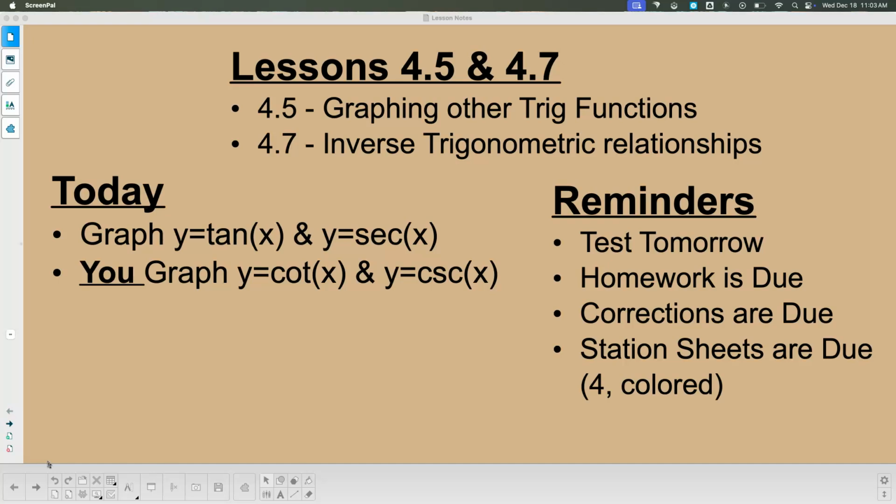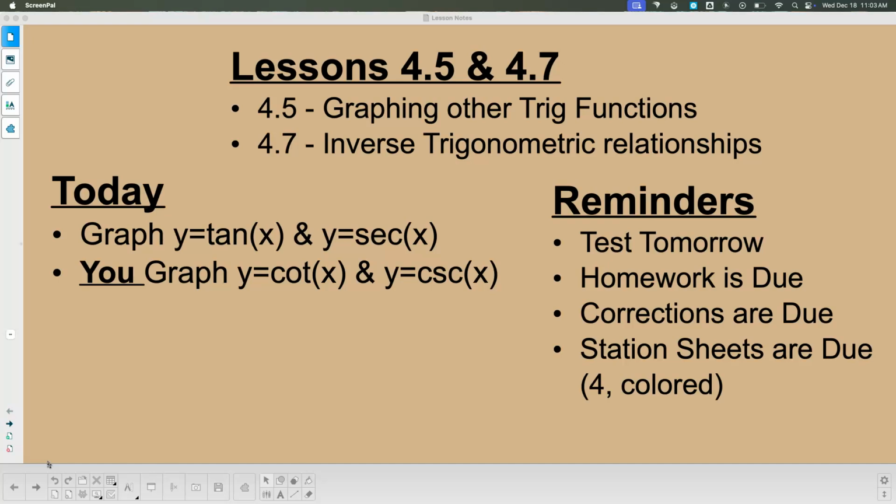They're all over there. You have to sort them. Top, middle, sort. There's 4 different colors: red, blue, yellow. Keep going. Top, middle. Okay? So those things are due tomorrow along with your test.